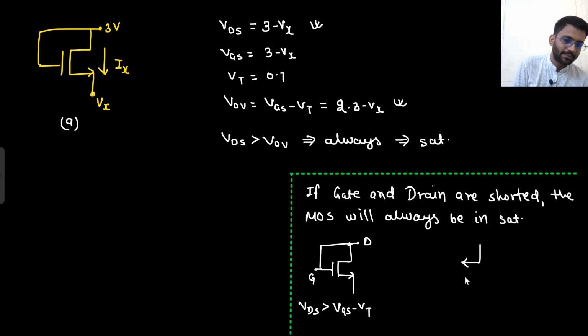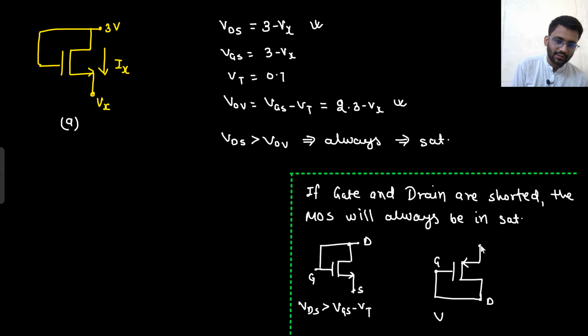And a similar thing will happen with PMOS as well. This is your PMOS. Now these are shorted. This is your gate and this is your drain. So here VSD, this is source. Here your VSD is always greater than VSG minus VT, right? So it will always be in saturation.